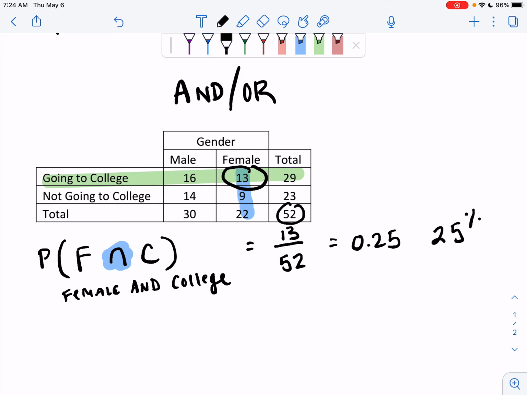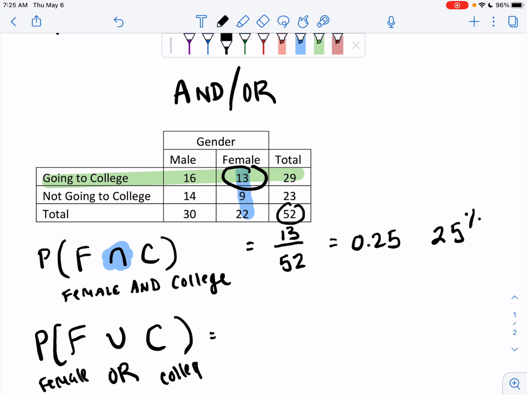Now I could also calculate what percent of people are female or going to college. So this symbol means or. So I need all the people who are female and all the people that are college bound. So I'm looking at all the people who are going to college and all of the females. Notice this group is double counted. They're part of the college bound and female group.